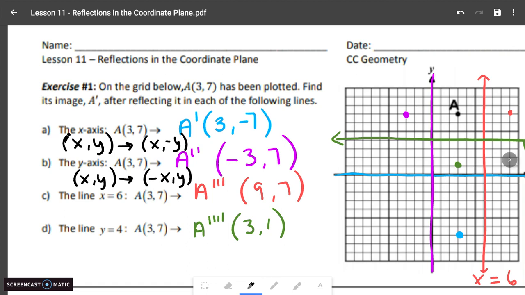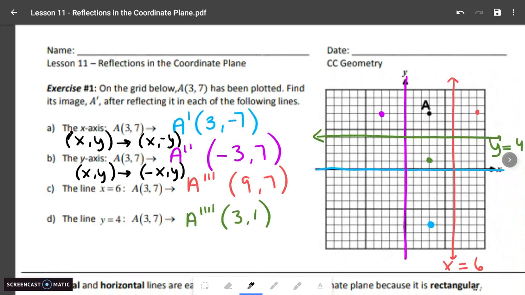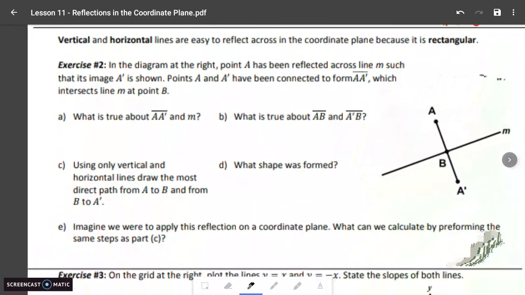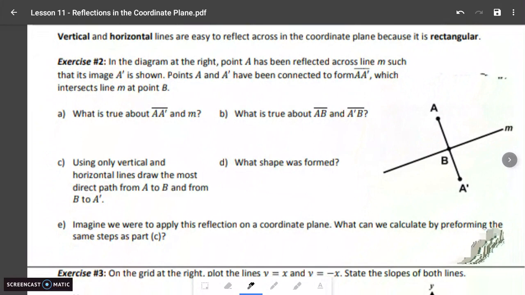Now we could create a formula for other lines like x equals 6 and y equals 4, but really if you have a graph or access to a graph, it's so much easier just to count. So you don't really have to memorize any of the rules here, just as long as you know how to apply them. So vertical and horizontal lines are easy to reflect across the coordinate plane, because it's rectangular.